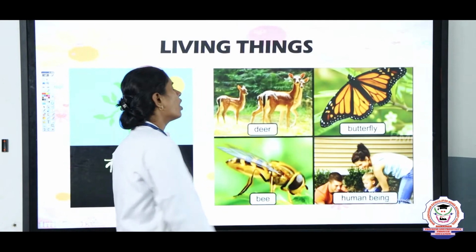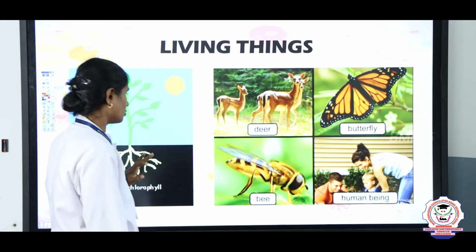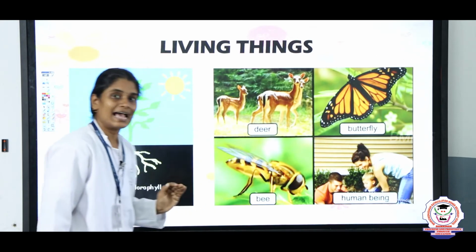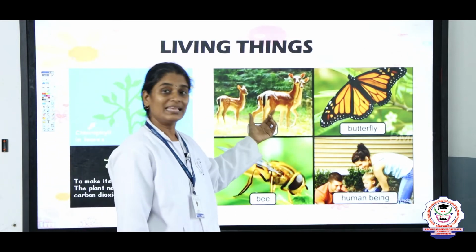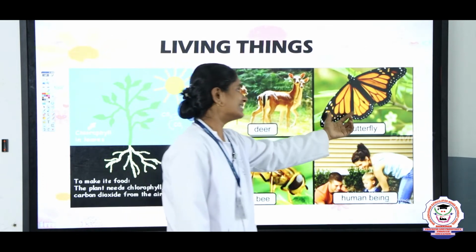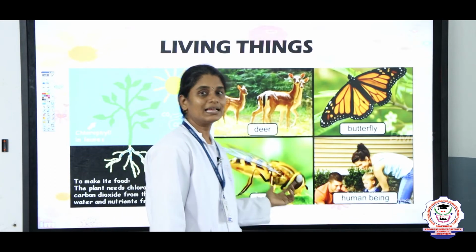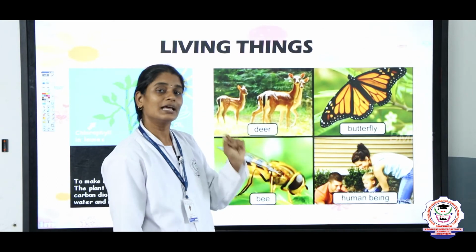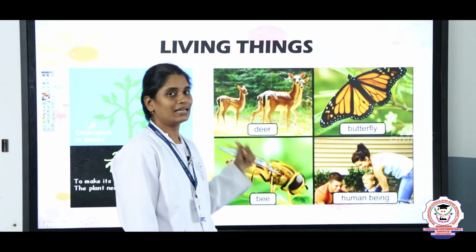Now let us see what the living things are. Of course, plants are considered living things, and animals. Many animals also come under living things, and insects like butterfly, mosquitoes, bee. They also come under living things, and some microorganisms like bacteria also come under living things, and human beings also come under living things.